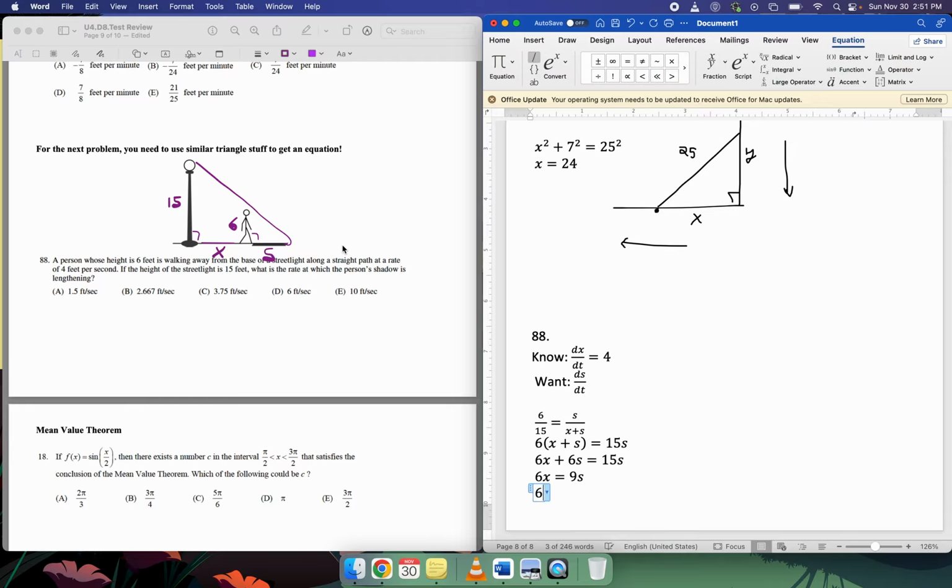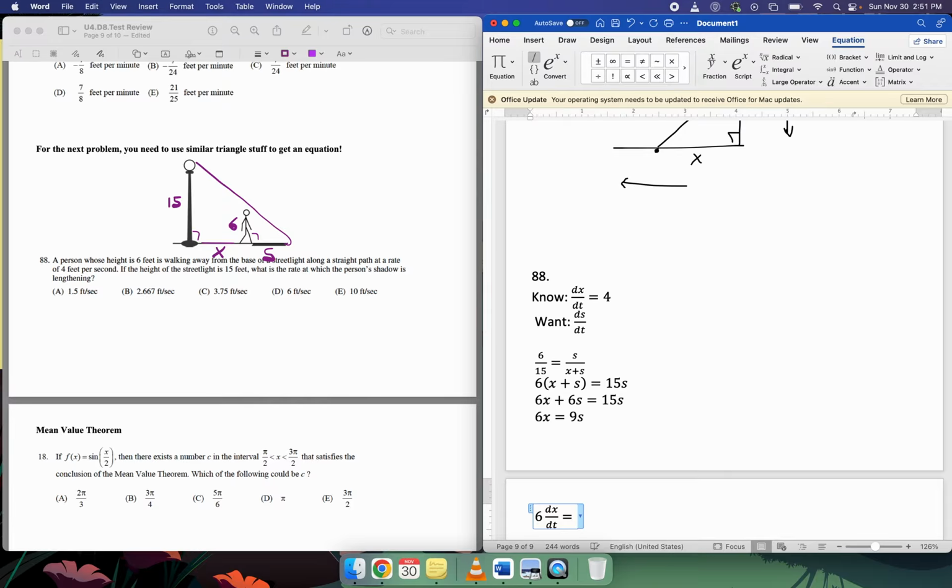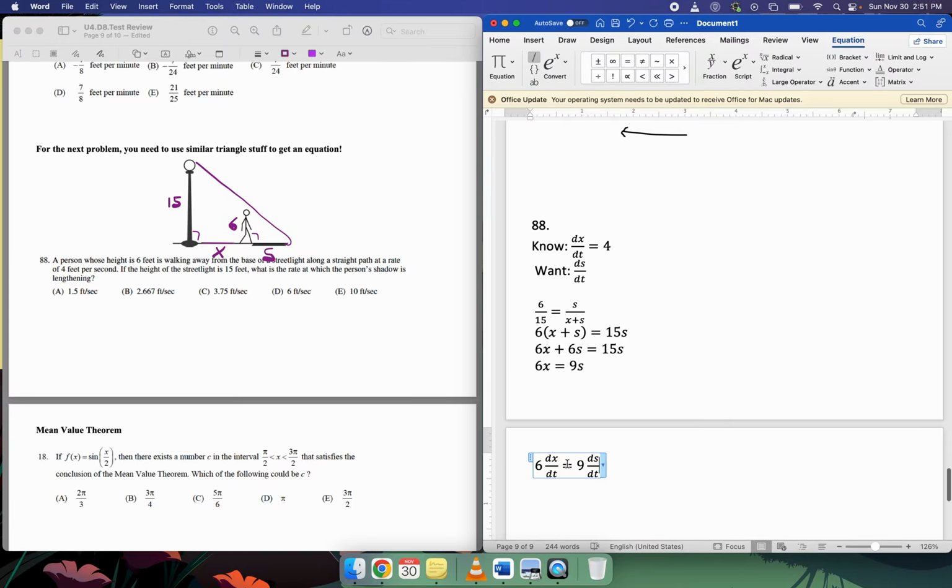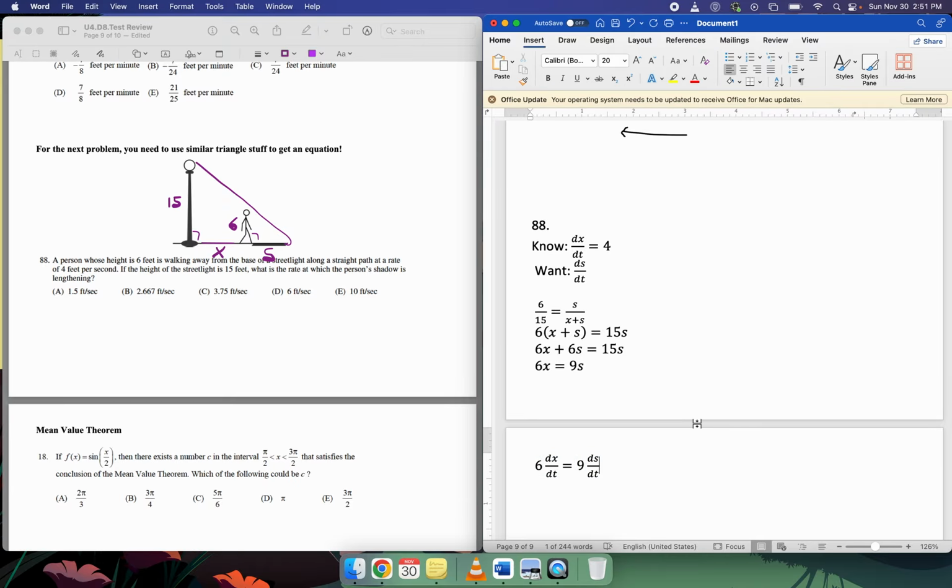Now, if you take the derivative of both sides, you find 6 dx/dt is equal to 9 ds/dt. We know that dx/dt is 4, and ds/dt is what we want. So after that, you can just plug in.